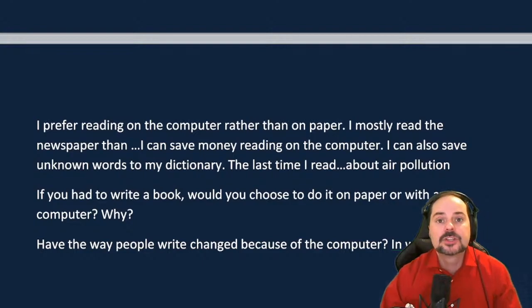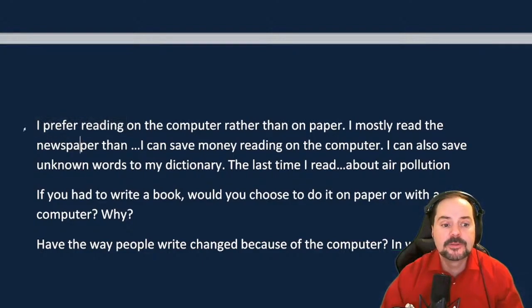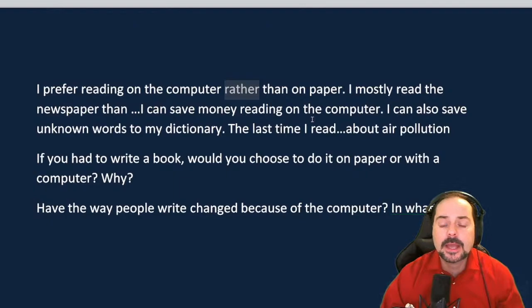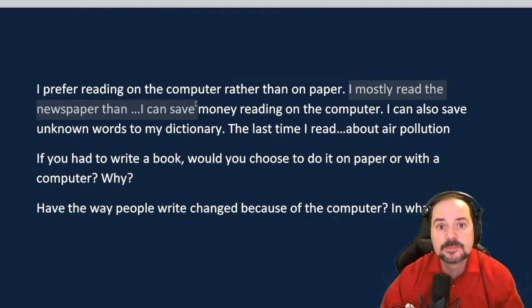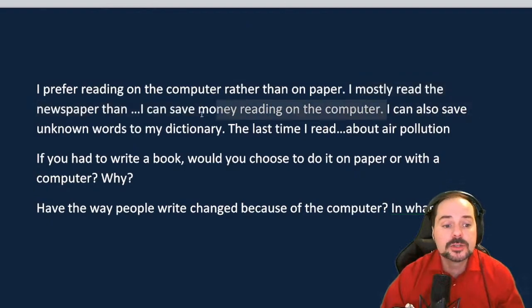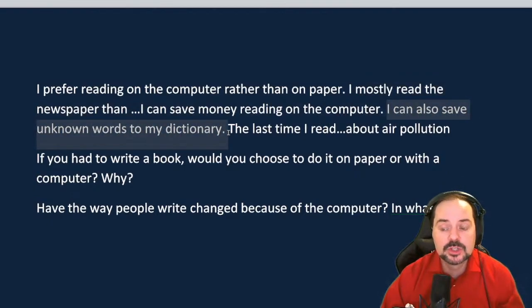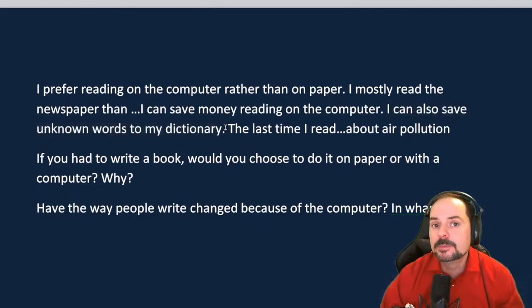Okay. All right, so Bakrat said, I prefer reading on a computer rather than on paper. That was a really good answer, very, very clear, good use of the word rather, okay? And then, Bakrat, you went into an explanation. I mostly read the newspaper because I can save money. Like a printed newspaper costs 10 rupees, but on the computer it's free, okay? So that was good. And then you also said I can also save unknown words to my dictionary, which was good.